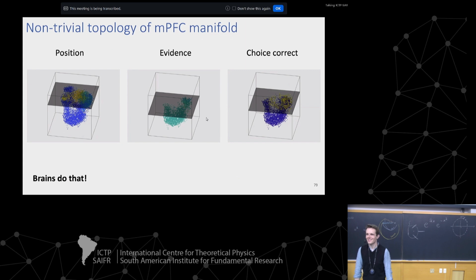Yes, makes sense. Like we compose these manifolds, creating a more complex structure. Yes, it's a very good answer. Thank you. Thank you. Very interesting work.